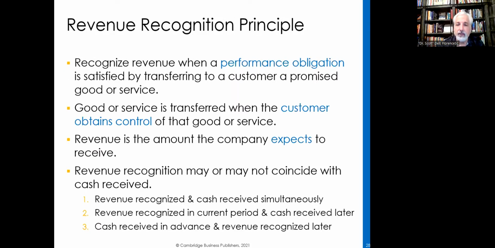Revenue, there's a performance obligation. We've actually transferred the goods. It's not in our control anymore. It's yours. You own it. We better get paid, though. We expect to get paid. We've got a pretty good idea how much it is that's going to be coming to us. And then we may or may not be at the same time as cash received.